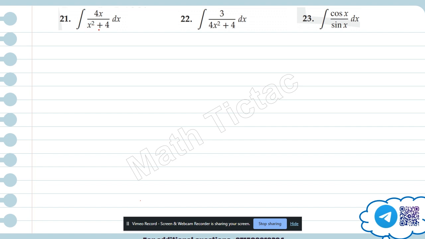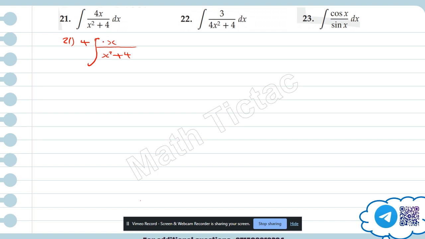We can think about the ln, because the derivative of the denominator, the derivative of x squared plus 4, is equal to 2x. Now I have 4x in the numerator, so the 2 is missing from the numerator. So what to do to solve the question? This is question 21. We can take the 4 outside, then say I have x over x squared plus 4. Now the derivative of the denominator is 2x, and in here we have only 1x.